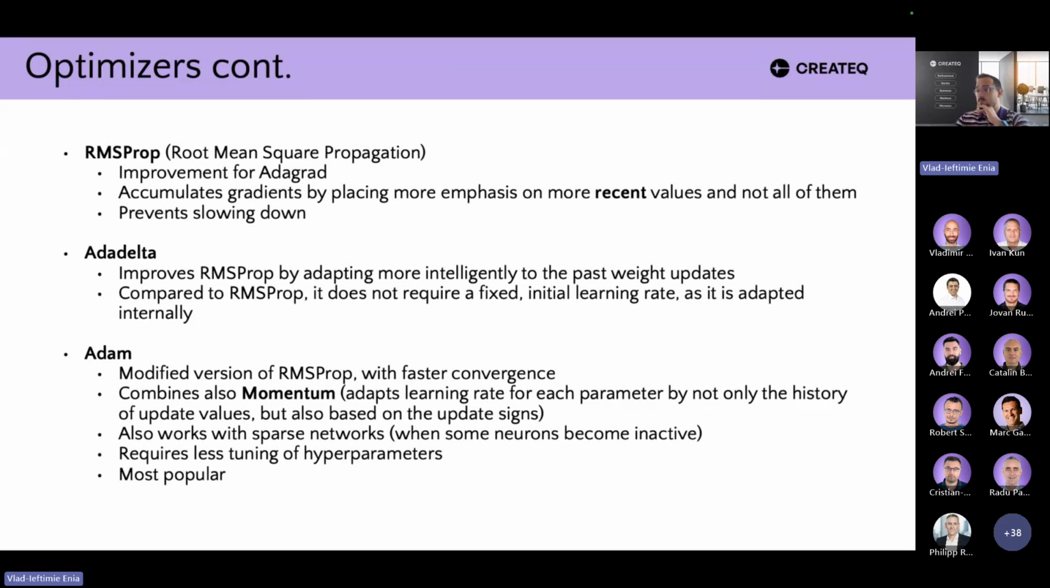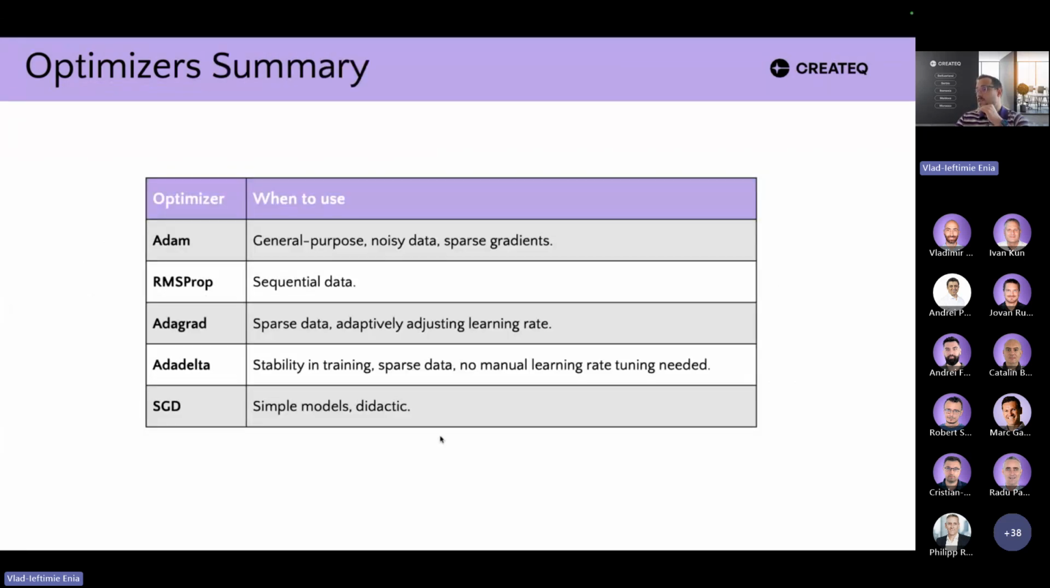And like I said, Adam is the most popular, general purpose, working well on noisy data or sparse networks. And then we have at the bottom stochastic gradient descent, which is for simple tasks or didactic use cases.